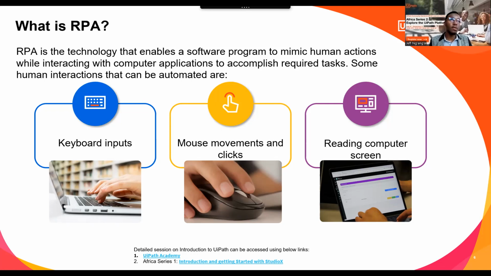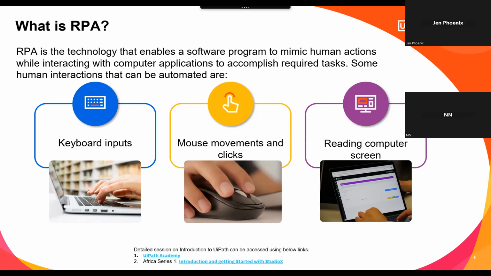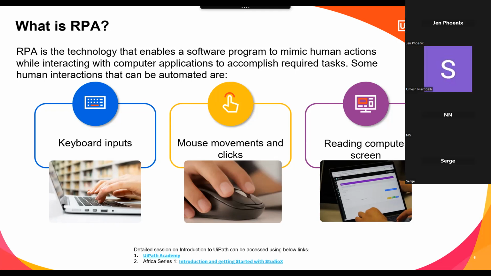Of course, there are more human interactions that the software robots can mimic, but these are just some of the common ones. In case you need to understand better what robotic process automation is, you can access the resources in UiPath Academy or in the previous Africa Series 1, that is the introduction and getting started with Studio X.